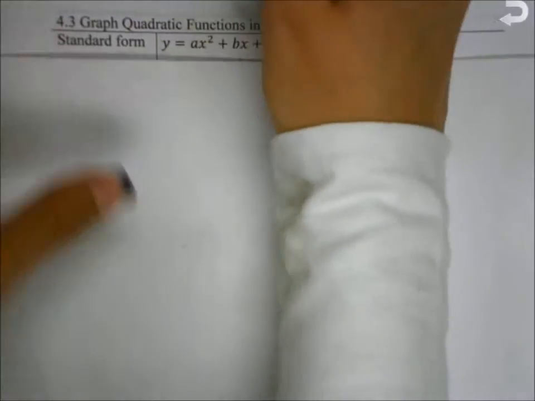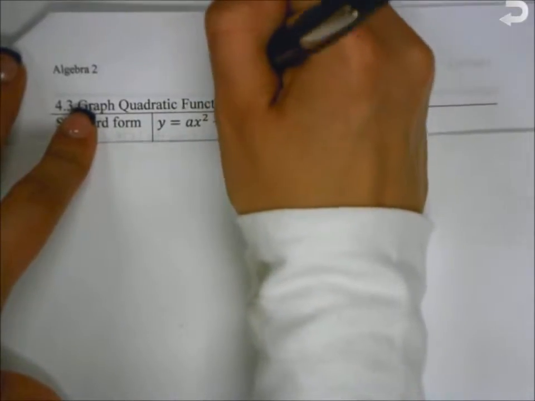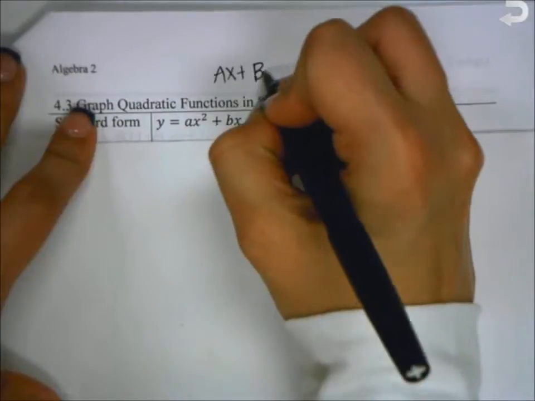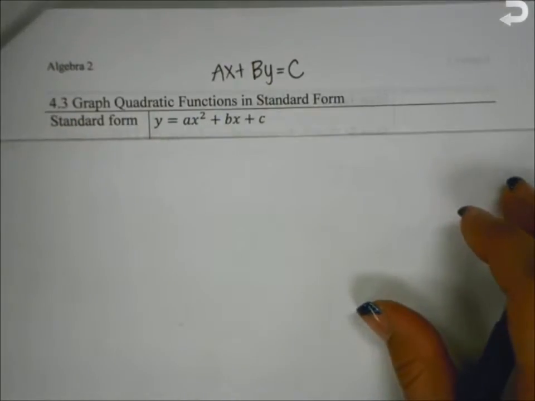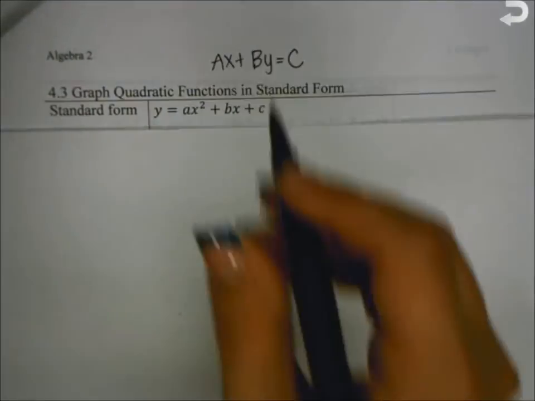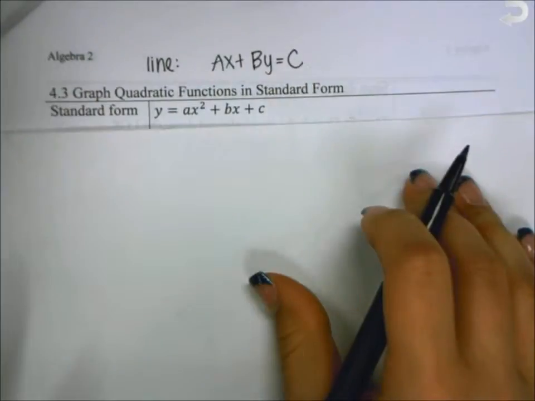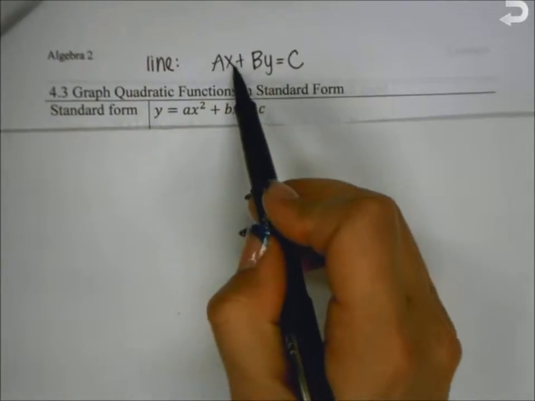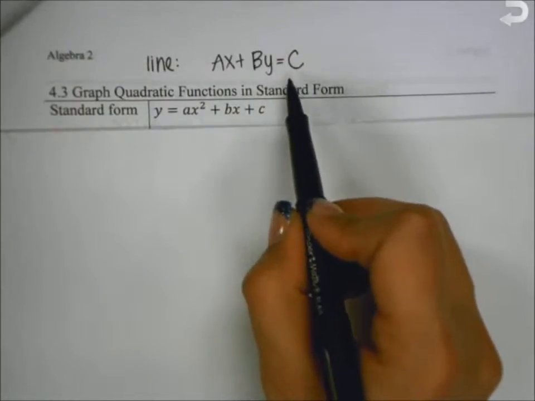What did we know before? For regular lines, Ax plus By equals C, right? That's standard form for a line. Okay, this is standard form for a line. We have a number in front of x plus a number in front of y. Both A and B are on the same side, and they equal another number C.